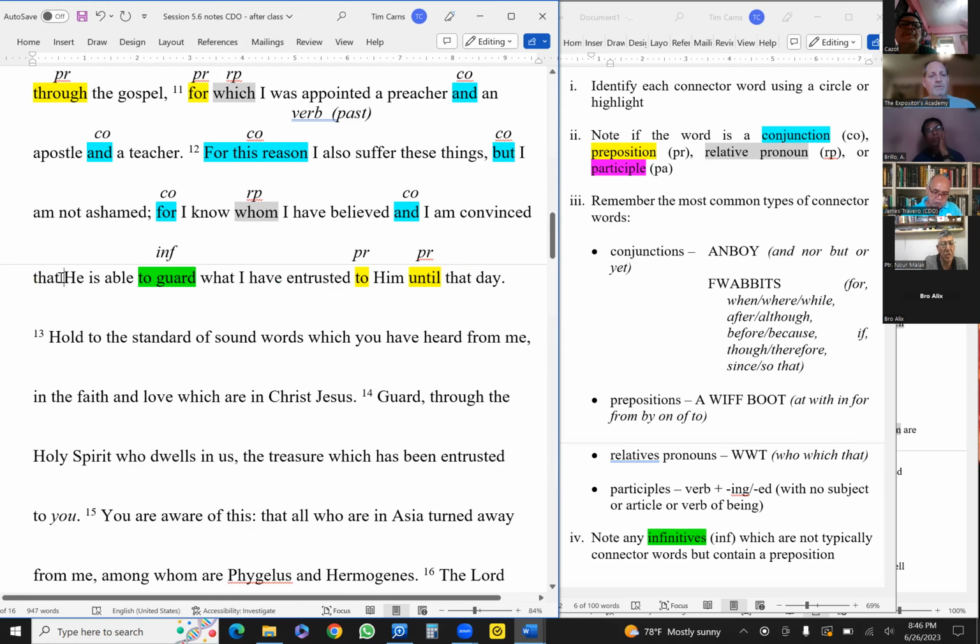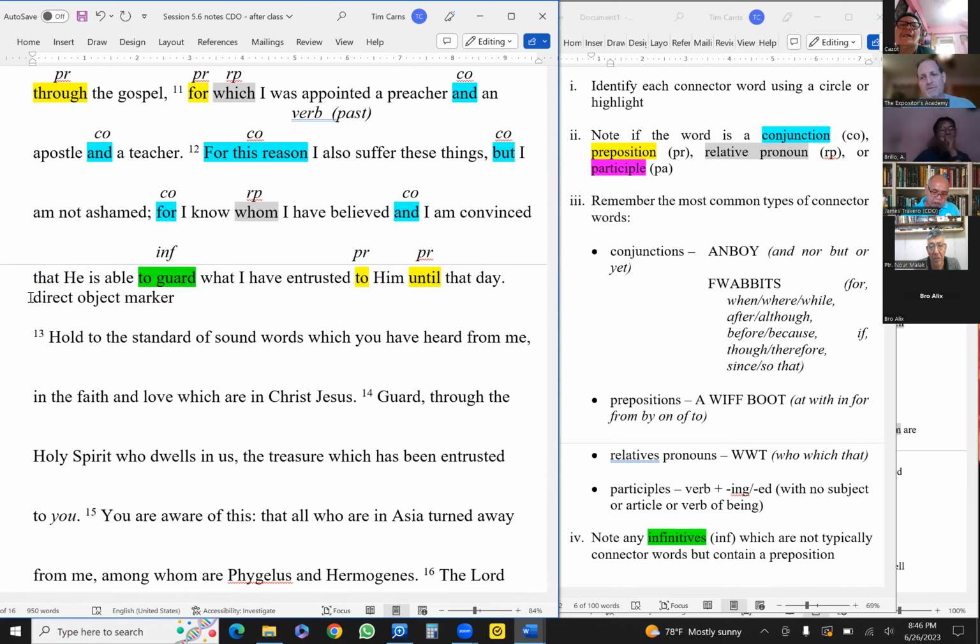So it's not a relative pronoun. Then we think, well, maybe it's a subordinating conjunction. Well, in this case, it's introducing what I am convinced of. So it's not modifying something. I am convinced that it is the object. This is the object of convinced in this case, what I've highlighted here. So sometimes that acts like a direct object. We call it a marker, meaning it's identifying to us, it's opening up a direct object clause.